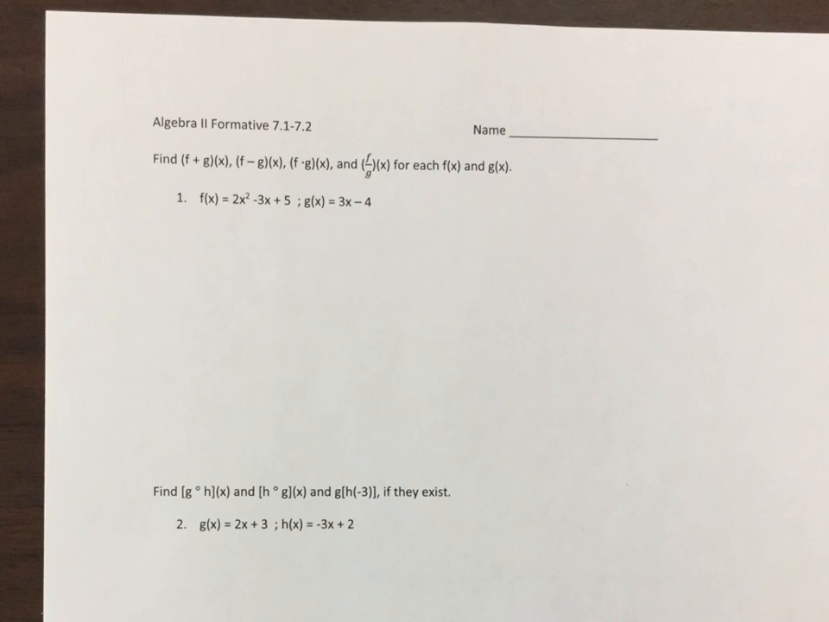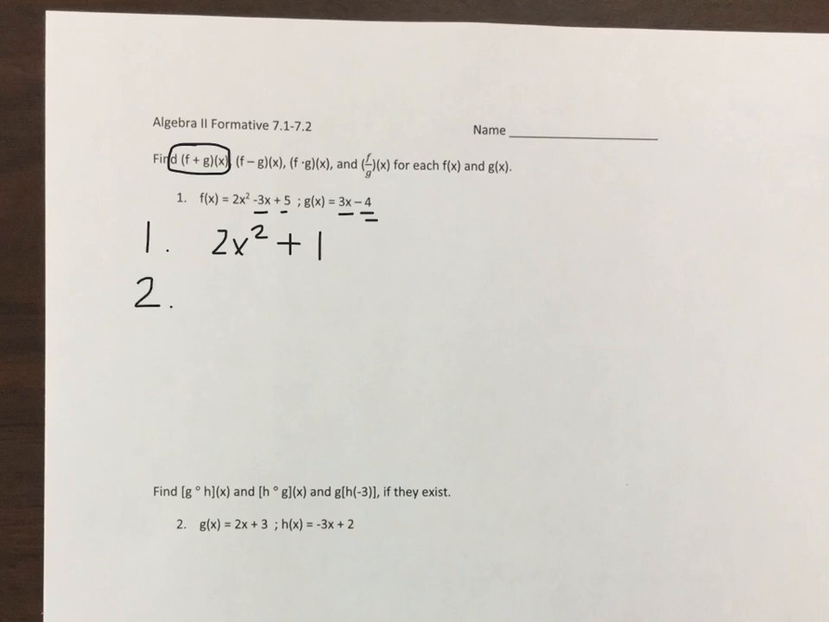First problem here, given f of x and g of x, two functions, we're asked to add them, multiply them, subtract them, and divide them. So first of all, to add them, this is f plus g of x, we're simply going to combine like terms. There's nothing similar to the x squared, so it would be 2x squared. We are combining the negative 3x and the positive 3x. Those would cancel, and then the 5 and the negative 4 would be plus 1. So when we add, we just combine like terms.